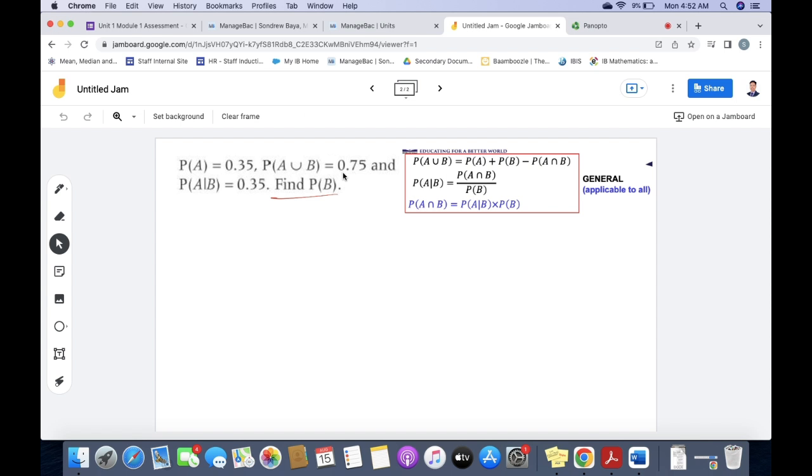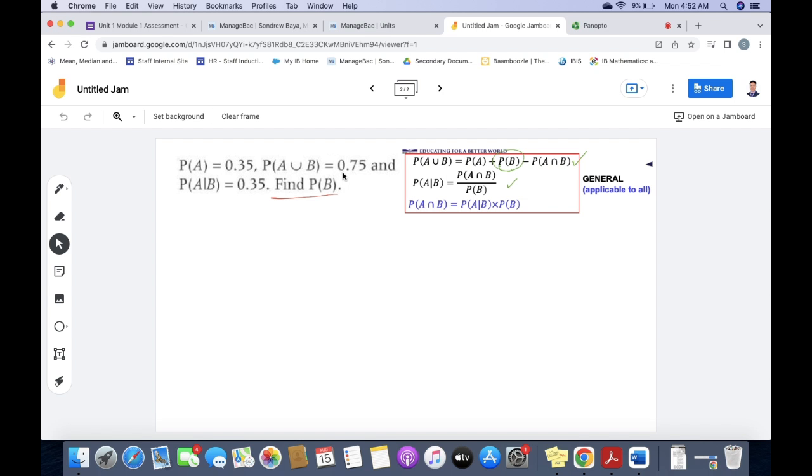If you look at the formula or the laws, we can find the probability of B either by using the first law. If we do the first law, we need to have the other given. Unfortunately, we don't have the probability of A intersection B. Likewise, if we use the second formula, still we need the probability of A intersection B.